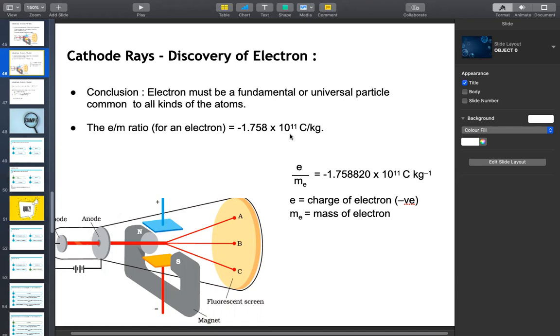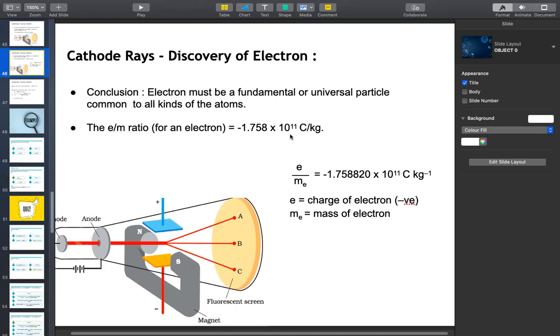Now remember, E by M is constant for all the gases. This means the particle in the cathode ray is a fundamental particle. Fundamental particle means whose nature remains the same for all the gases.